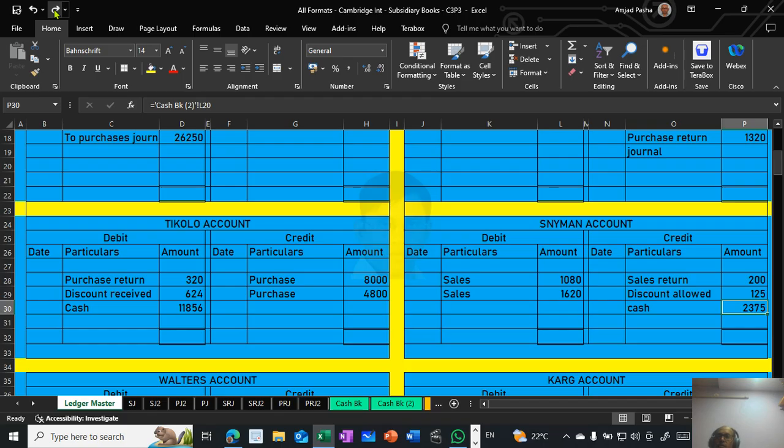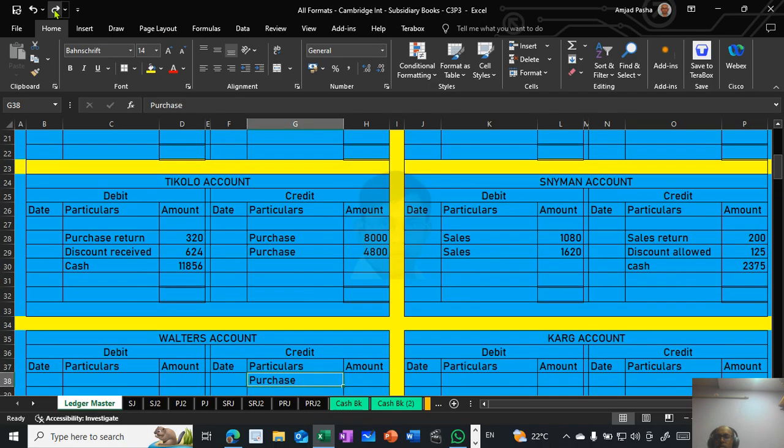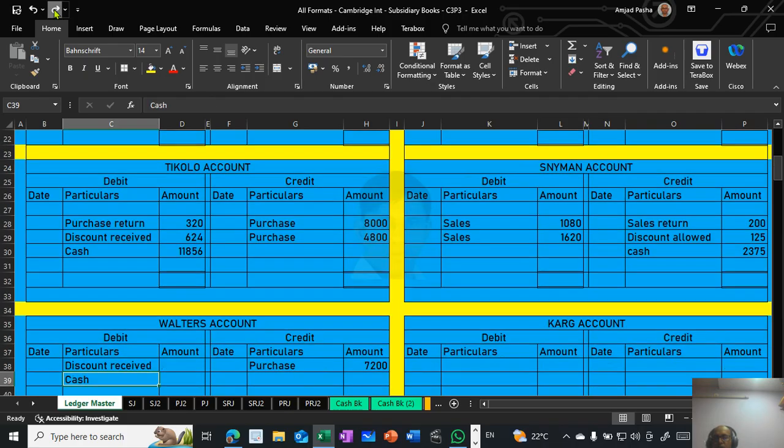So now Walter's account. Walter is a supplier. He is an accounts payable. We have purchased from him. So these are the purchases. We have received discount and we have paid cash also. So the discount we have received is 360 and cash we have paid is 6840. So we can see from the cash book.